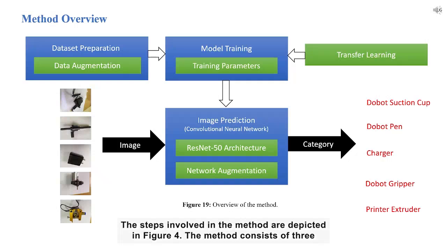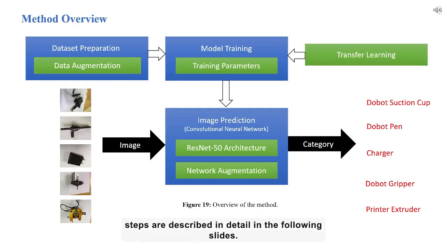The steps involved in the method are depicted in figure 4. The method consists of 3 steps: data preparation step, model training step, and image prediction step. Each of these steps are described in detail in the following slides.